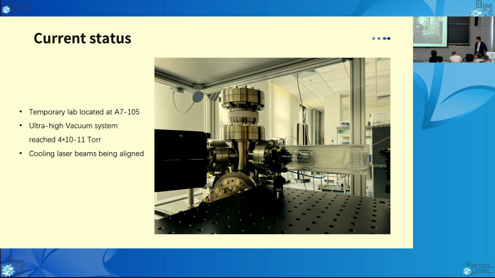So this is our current progress. We just moved into the temporary lab in A7. So anybody interested in taking a look, welcome to contact me. And we have an ultra-high vacuum system installed with 10 to the minus 11 torr level of pressure that is close to the vacuum level between the Earth and the Sun. So which are very good for cooling the atoms, which we are preparing for the laser cooling to be performed.